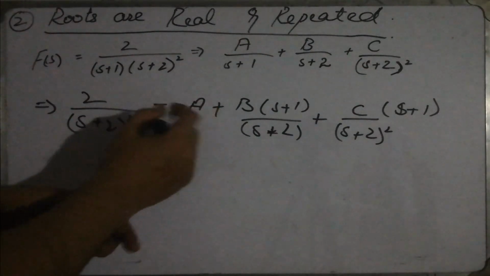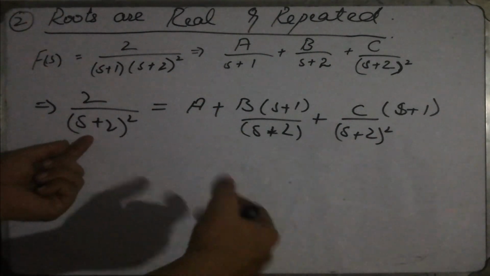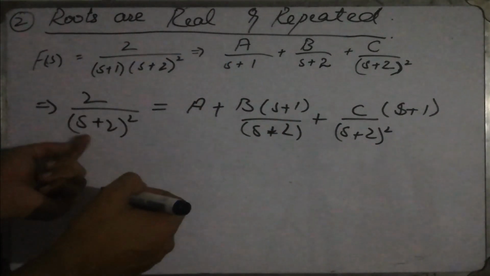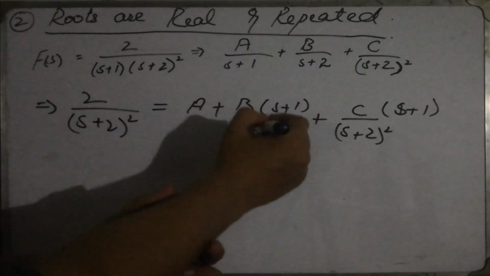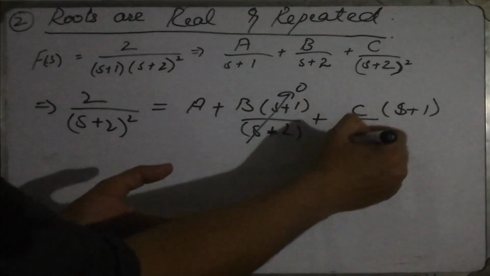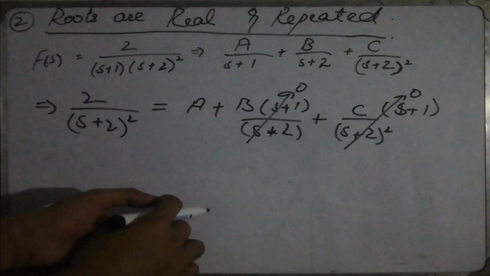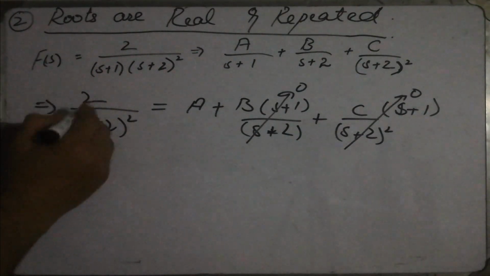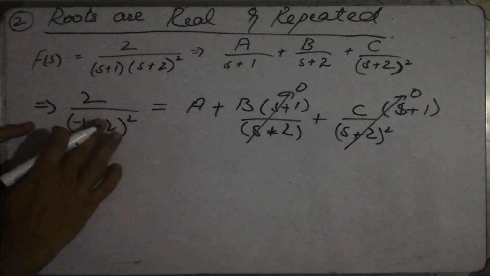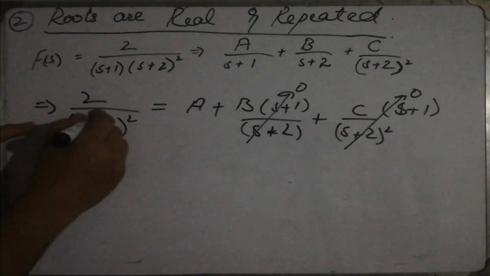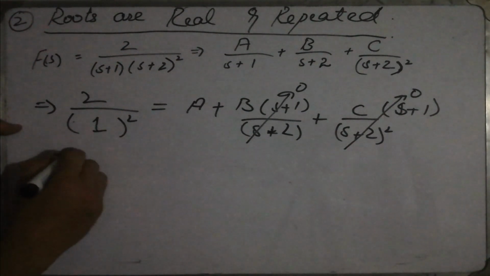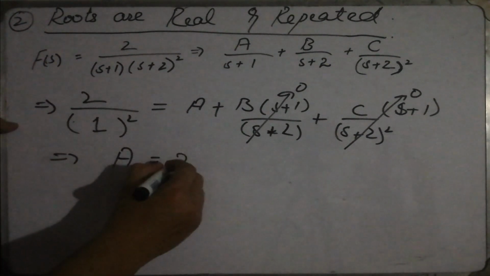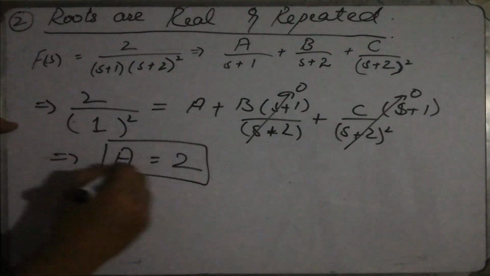Now in order to find a, we have to take s equal to negative 1, which was the first root of this denominator. When we take s equal to negative 1, both of these terms get to 0, right? And here, if we take s equal to negative 1, then we get the result as 1 square over here, which means that our value of a will be equal to 2. So we found our first constant.